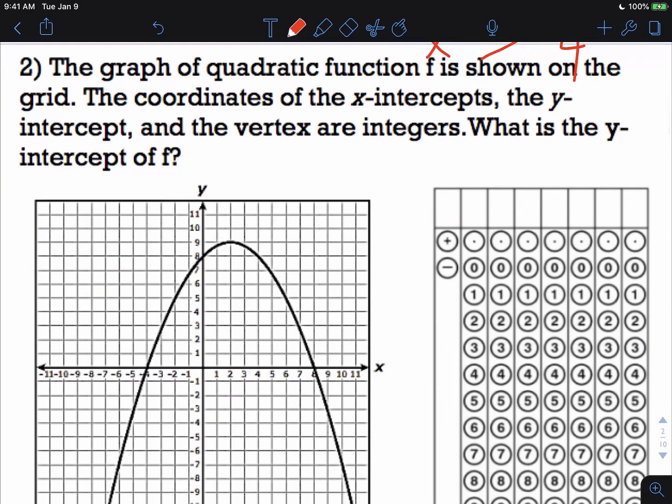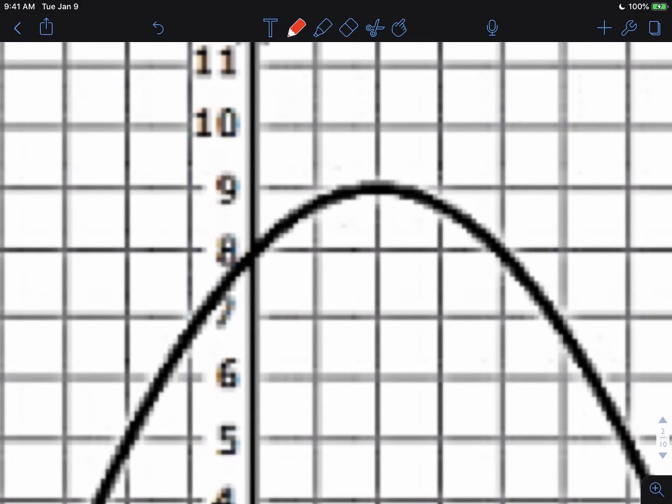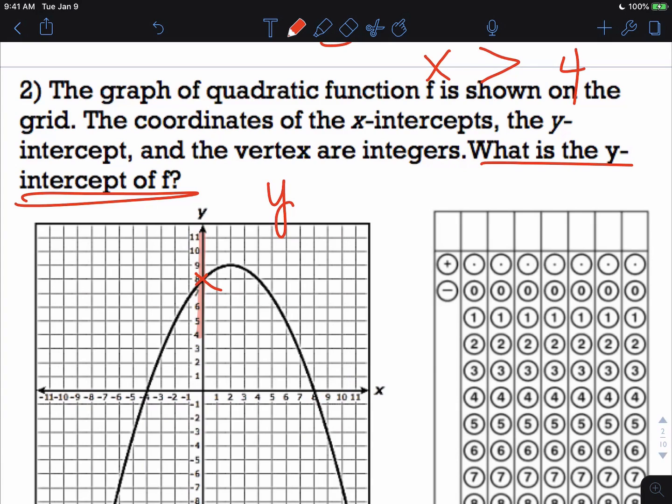Number 2. The graph of the quadratic function f is shown on the grid. What is the y-intercept? So I'm going to look here at my y-axis, and it's touching exactly at 8. So my y-intercept is equal to (0, 8).